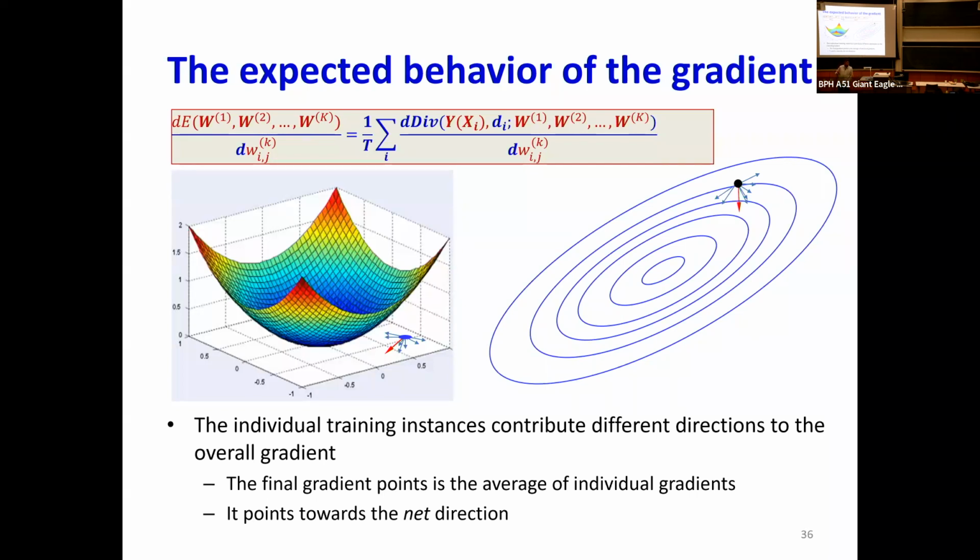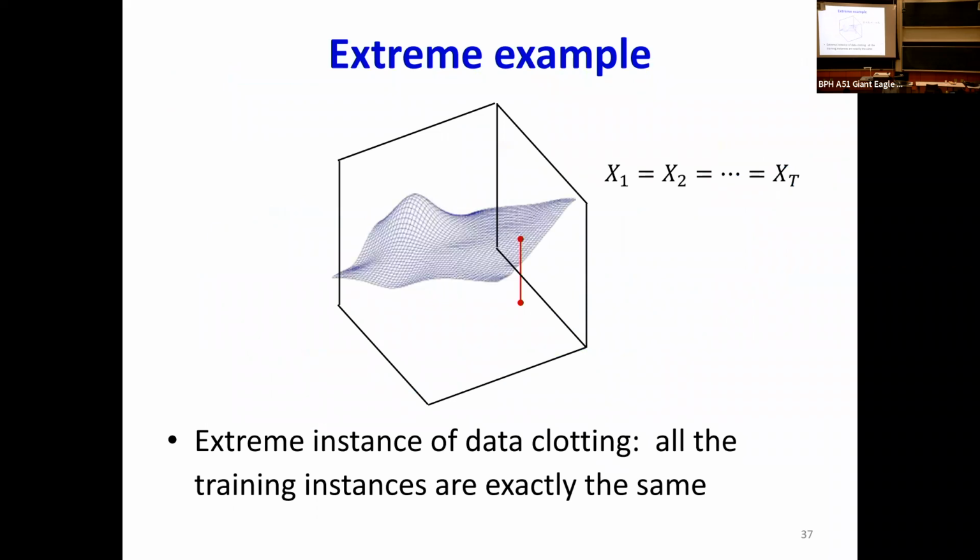These things are pointing towards the negative of the gradient, but that's the direction in which you want to move your estimate to improve the model, right? Now, what happens is that this average points in the net direction of all of these samples. Consider a case where all of your training samples are exactly the same. If so, how much does the average gradient differ from the gradient for a single instance? It doesn't differ at all, right?